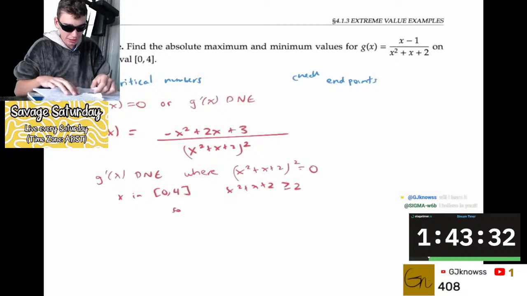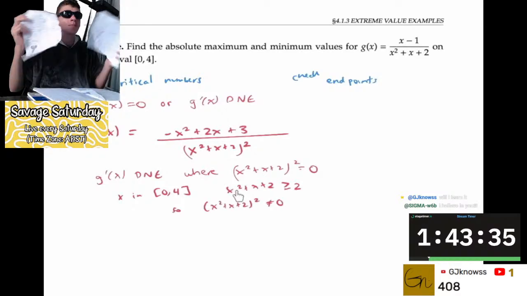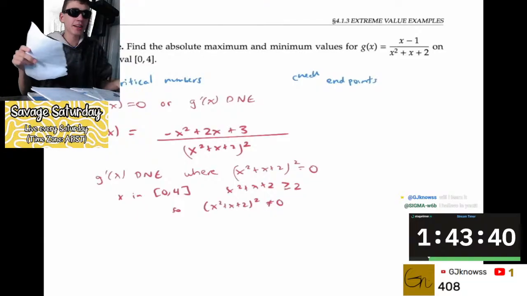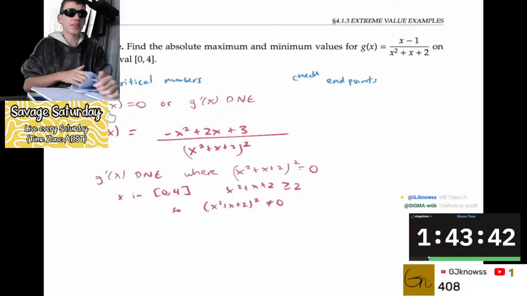So the denominator... What's that? A little bit more working out. Good catch. x squared plus x plus 2. Right, chat. Right, we started with this. Now we have this. Right. Important things.